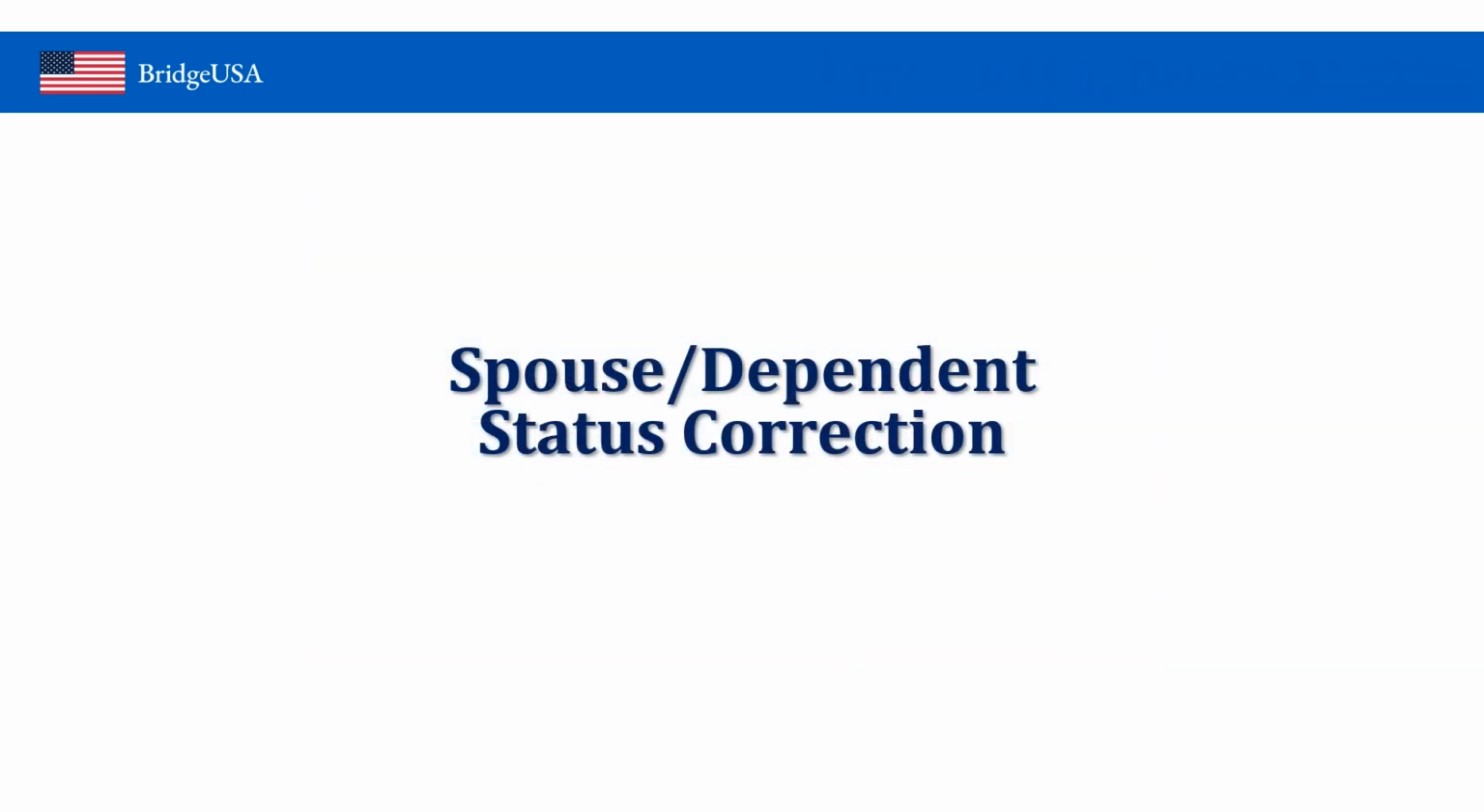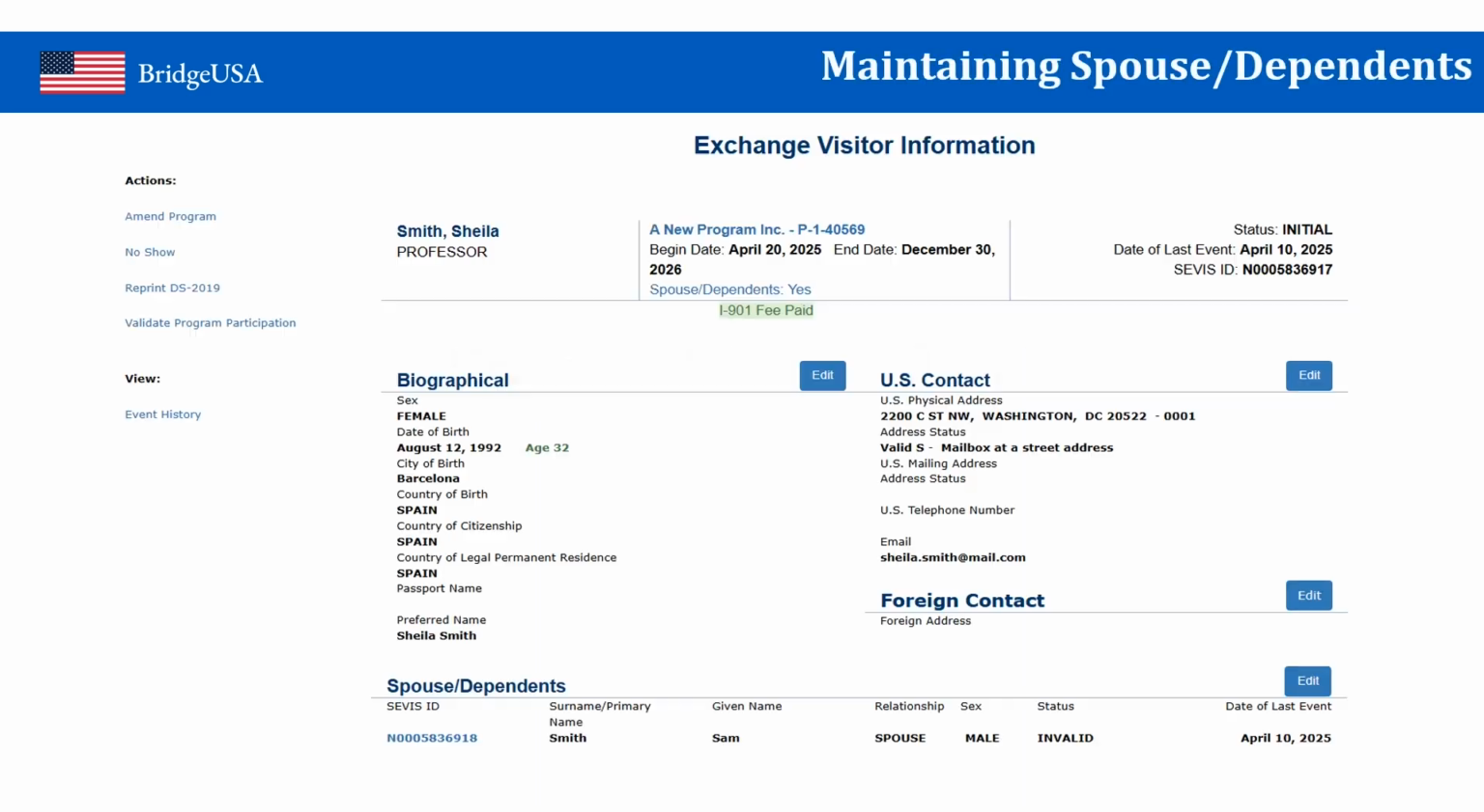Now let's talk about different ways the J2 status can be corrected. When the J1 is in initial or active status and the status of the J2 is invalid, and you learn that the spouse or dependent will accompany the J1, you can correct the status of the J2 to match the status of the principal.